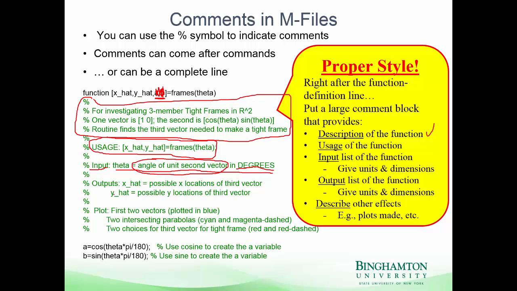All right, so now I've got my list of outputs, and I'm telling you that there's 2 outputs that will come out, and I tell you that X hat is possible X locations of the third vector, and Y hat is possible Y locations of the third vector. And again, sometimes it's helpful to tell the user whether these things are going to be scalars or vectors, and if there's units involved, tell them what the units are.